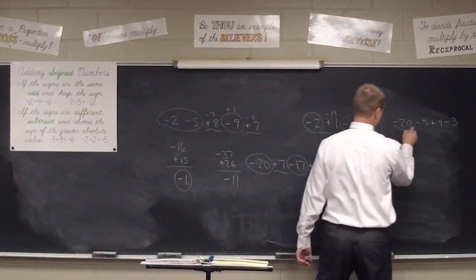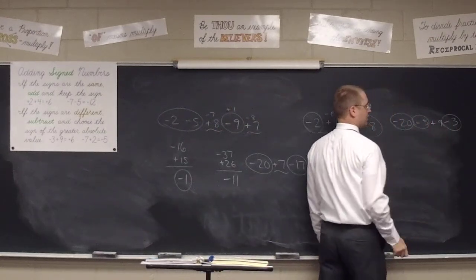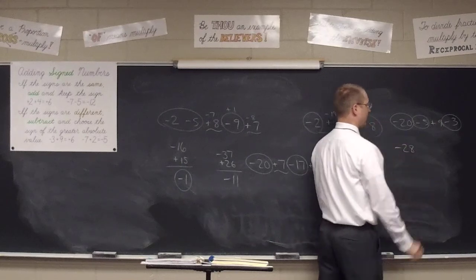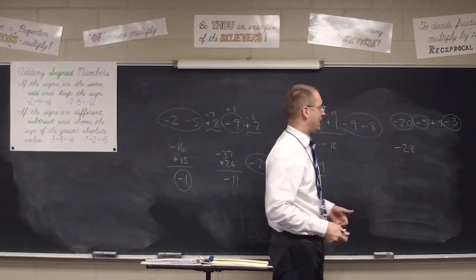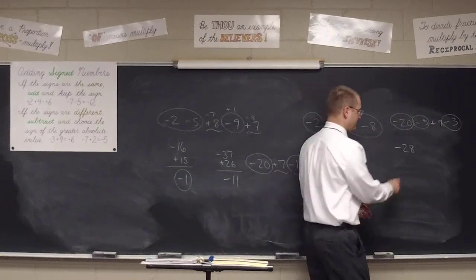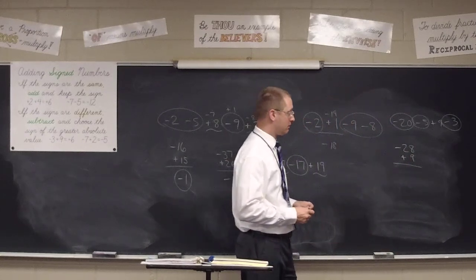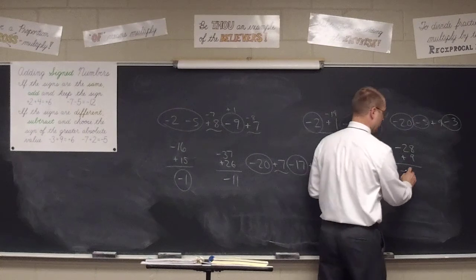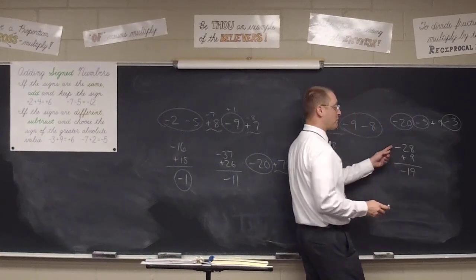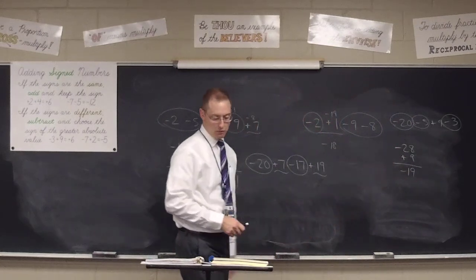negatives together. Negative 20, negative 5, negative 3 gives negative 28. And then, Danielle, we're going to get all our positives together, but there's only one. Positive 9. And then one time we subtract, keep the sign of the greater absolute value, class. Negative 19. Subtract, get 19, but keep the negative because it's the greater absolute value.